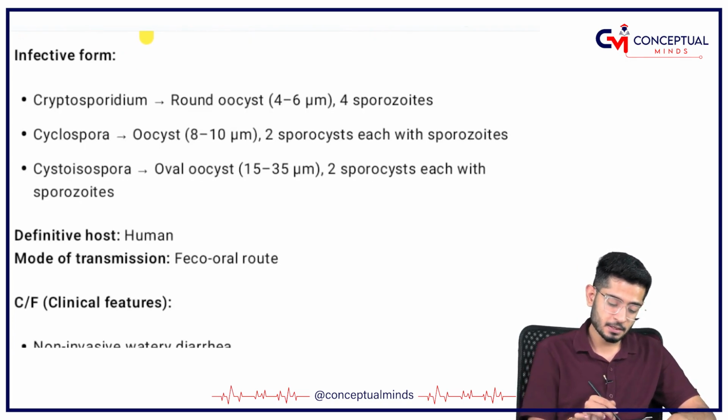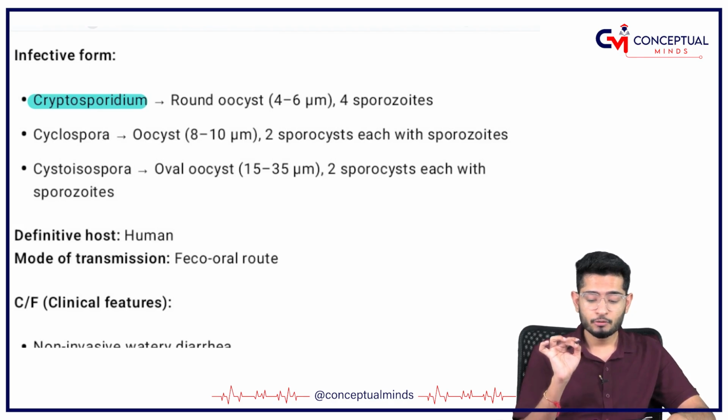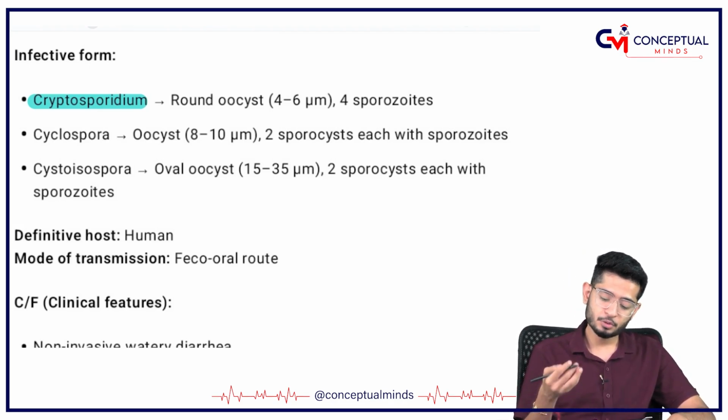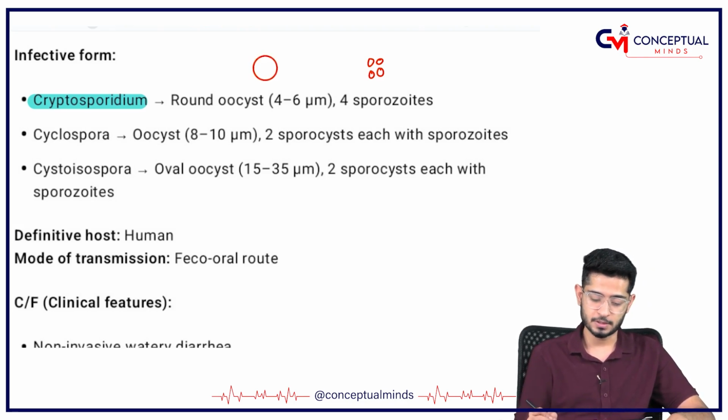Infective form. See, some things are very important. Infective form in Cryptosporidium is a round oocyst with 4 sporozoites. That is because obviously the sporozoite has to be there, okay. So, 4 sporozoites, and crypto, that means a round oocyst is going to be there.